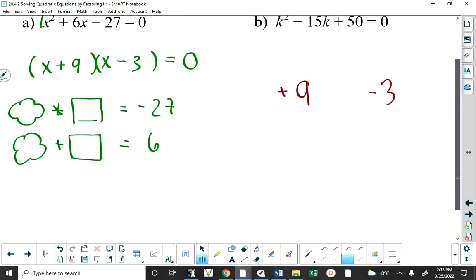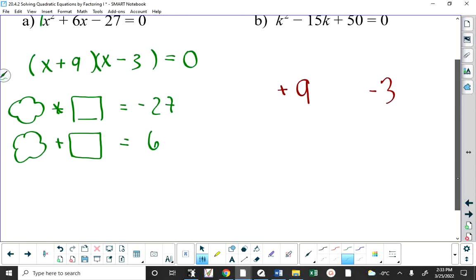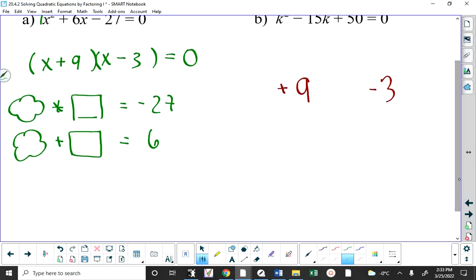What I want you, everybody, doing for the time being at least, which means for at least this lesson leading into the beginning of the next lesson, is I want you now to write x plus 9 equals 0 and x minus 3 equals 0.